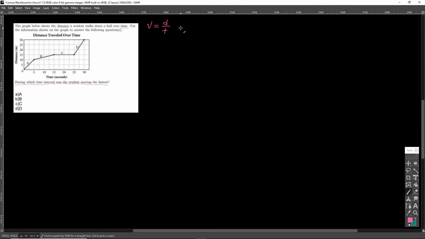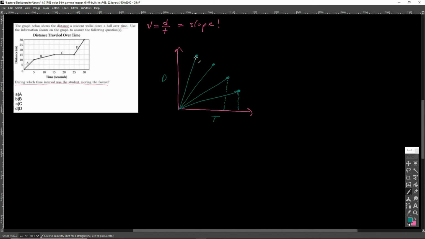The velocity was the slope of the graph of a distance versus time graph, right? So if you have a graph like this, and let's make this distance and this time. Let's say that's a point for a different object, and that's a point for a different object, and that's a point for a different object. Just different objects moving at different distances in different times.